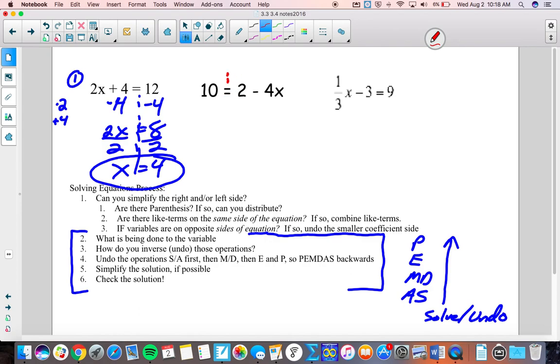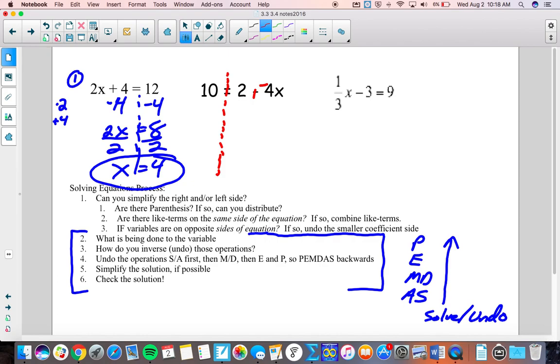Let's try this over here. What side is x on? It's on the right side. Now, I would recommend adding the opposite here. So it says 2 minus 4 times x. Let's change that subtraction sign to adding the opposite. So now it says 2 plus negative 4x. It's going to help us answer what's being done to x more correctly, likely.